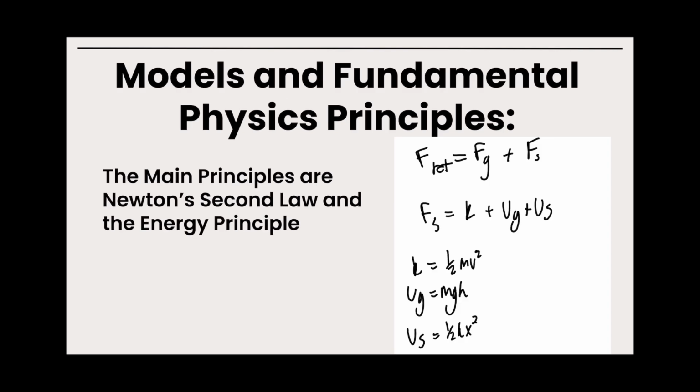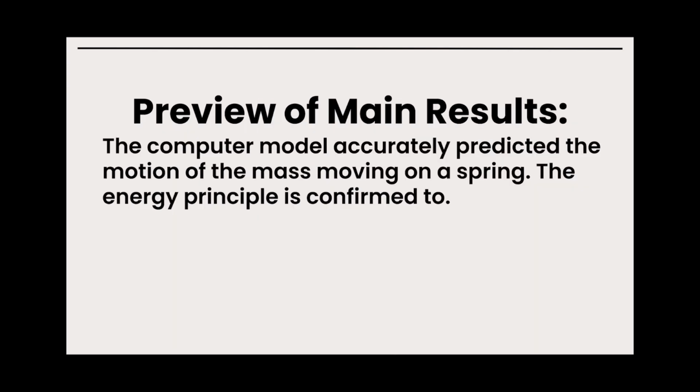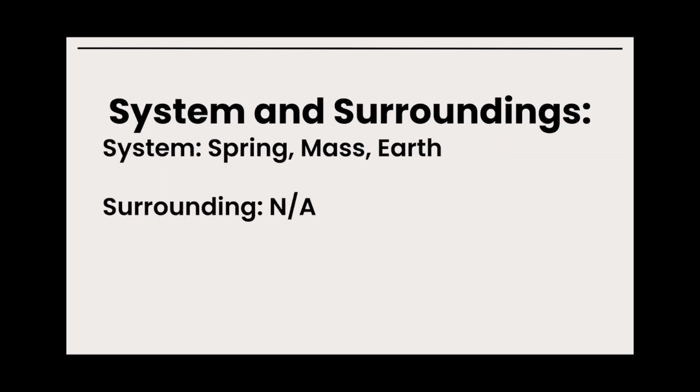Models and fundamental physics principles. The main principles are Newton's second law and the energy principle. The first equation that you see is the conservation of forces: force net equals the force of gravity plus the force of the system, and the force of the system is the kinetic energy plus the gravitational potential energy, plus the spring potential energy. Those are further explained below. Preview of the main results: the computer model accurately predicted the motion of the mass moving on a spring, and the energy principle is also confirmed.